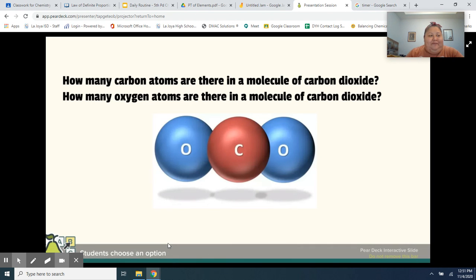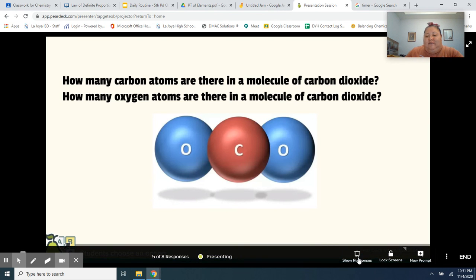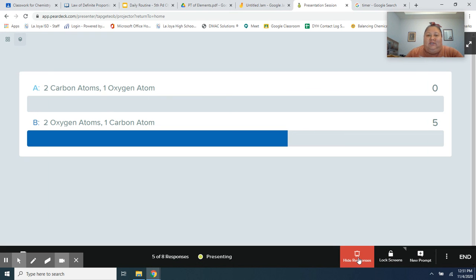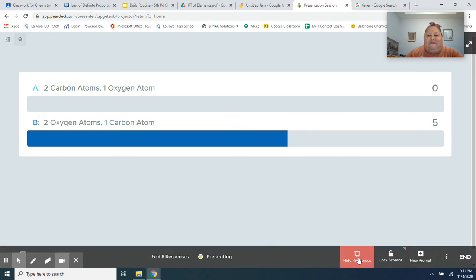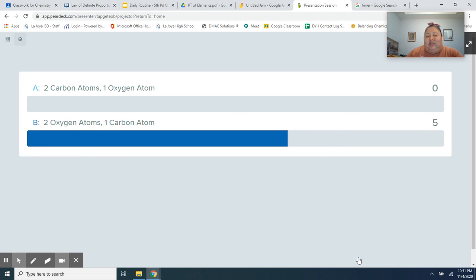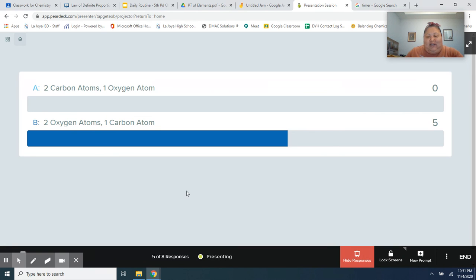Are you there? Melissa says that there are 2 oxygens and 1 carbon. And you know what, Melissa? That is the correct answer. Very good. All 5 students who answered in the Pear Deck got it right. There are 2 oxygen atoms and 1 carbon atom. Very, very good. That's a good ending to today's lecture. I call that a good day.